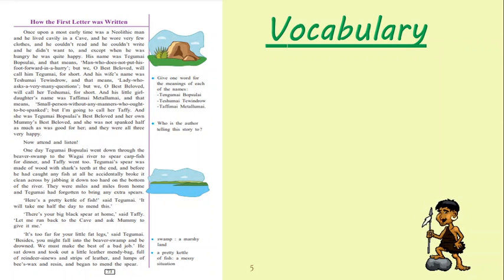Students, what does Tegumai Bobsulai mean? Yes, Tegumai Bobsulai means man who does not put his foot forward in a hurry. And what is the meaning of Teshumai Tivindro? Yes, you're correct. Teshumai Tivindro means lady who asks a very many questions. And what is the meaning of Tefimai Mittalumai's name? Yes, Tefimai Mittalumai means small person without any manners who ought to be spanked. Students, look for a word that means likely.